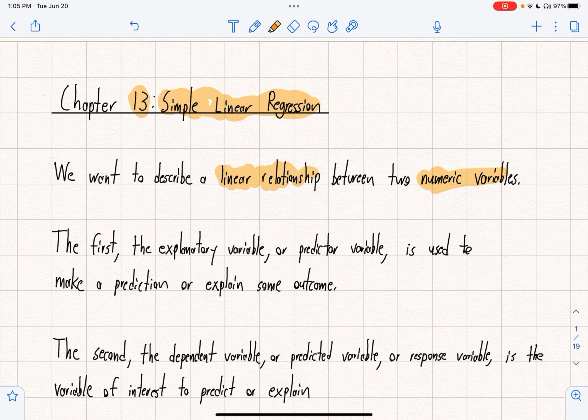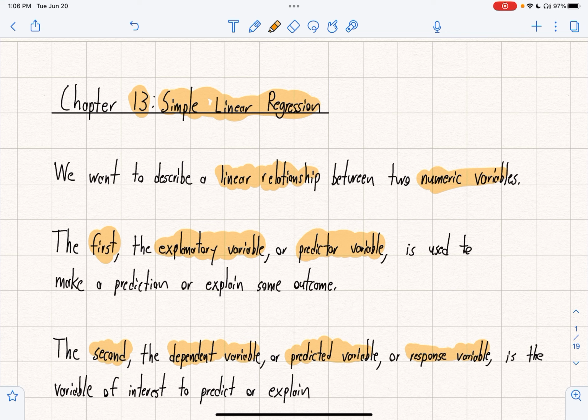So our first variable, let's call it the explanatory variable, or we could say the predictor variable. It's used to make a prediction. So we want to make a prediction or explain some outcome. Whereas the second variable is the dependent variable, or the predicted variable, or the response variable. We can use any of these names interchangeably. And it's the variable of interest to predict or explain.